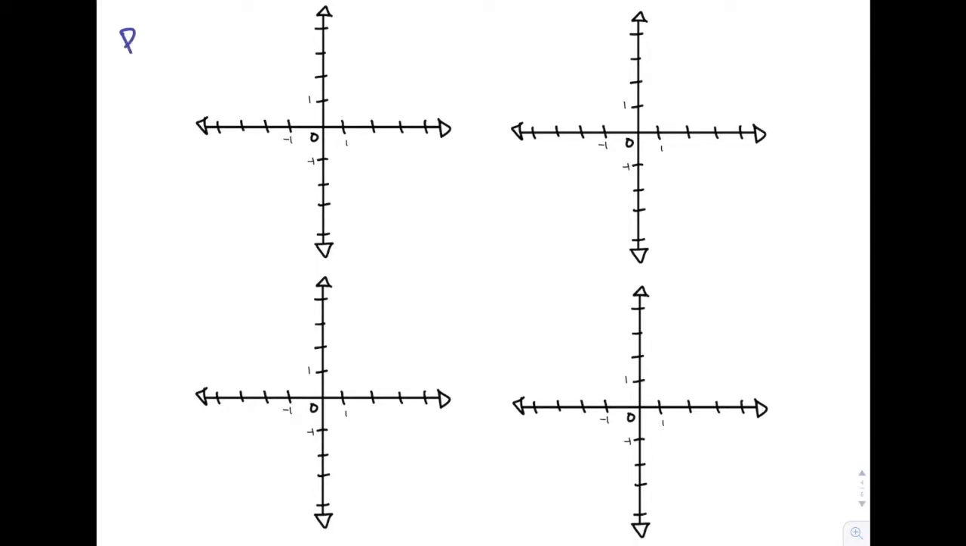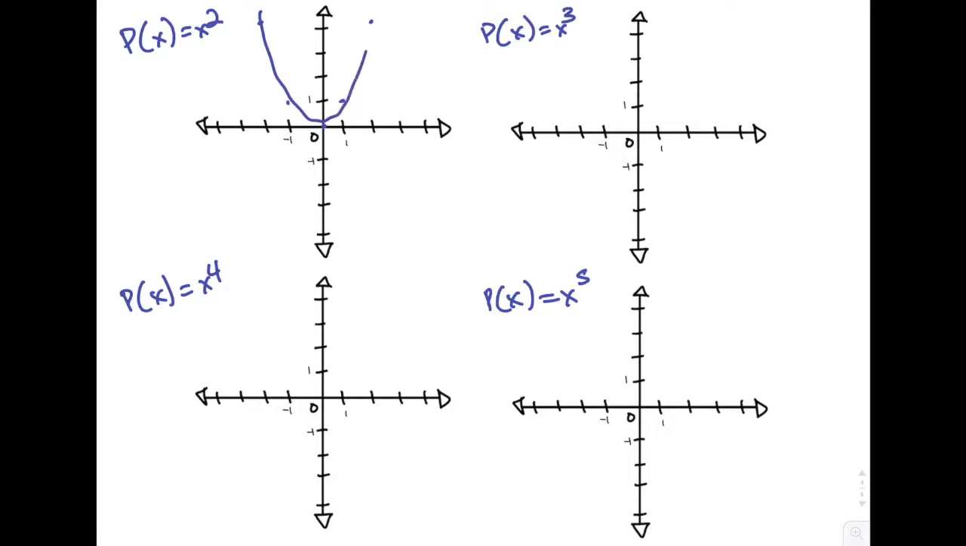So let's graph p of x equals x squared, p of x equals x cubed, p of x equals x to the fourth, p of x equals x to the fifth. P of x equals x squared, that should be one we're pretty familiar with. We know that that'll go through (0, 0), (1, 1), (negative 1, 1), and looks like that.